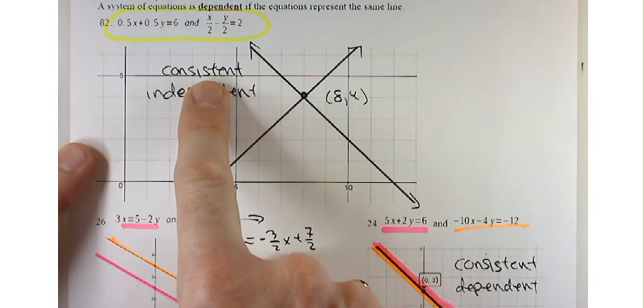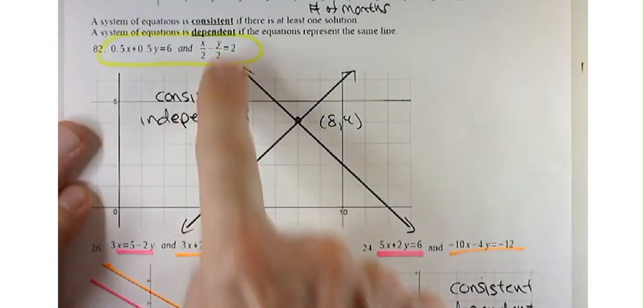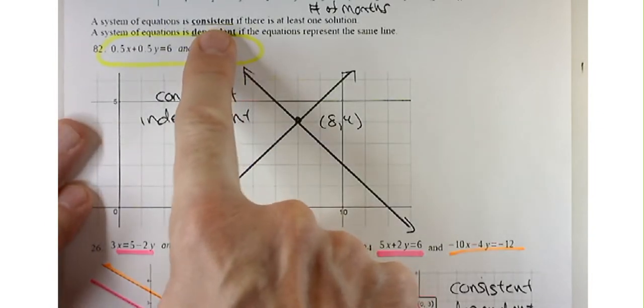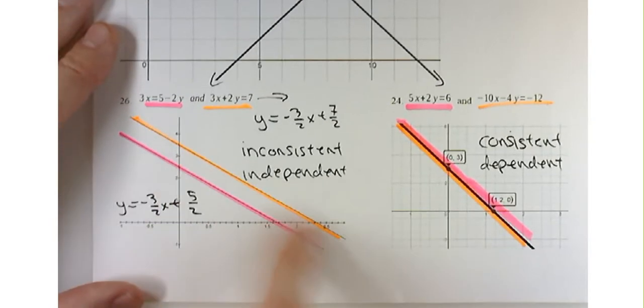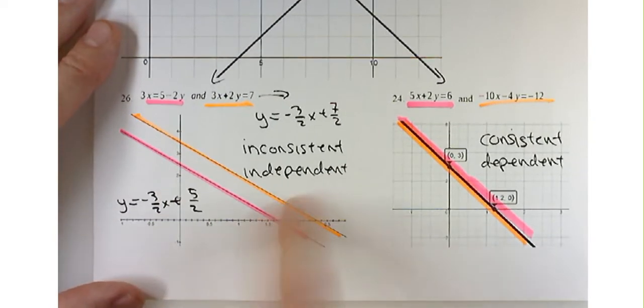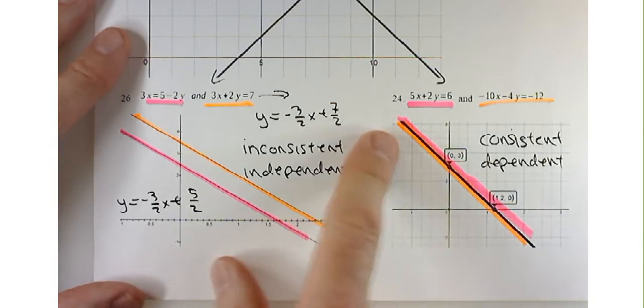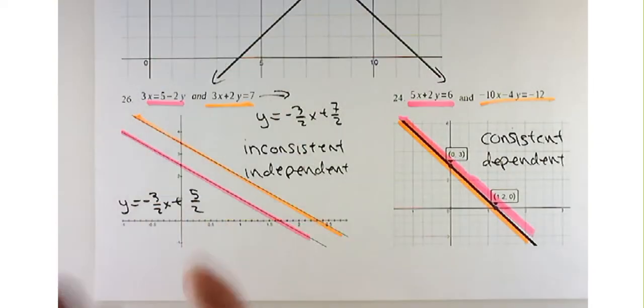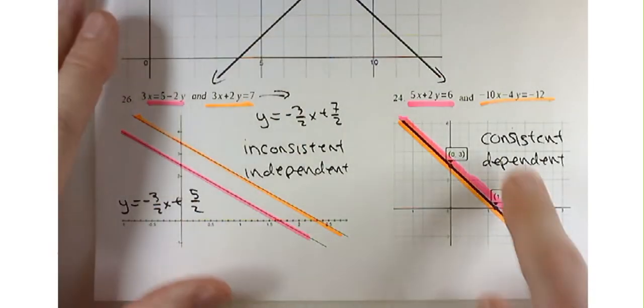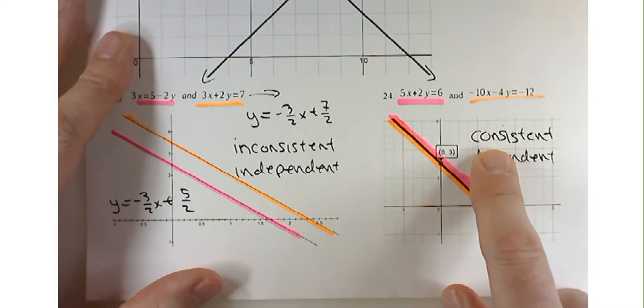If it has a solution, your system of equations is said to be consistent. So if your lines are parallel, then your system of equations is inconsistent. Now, if your lines are one right on top of each other, then they intersect at multiple points, an infinite number of points, making it consistent.